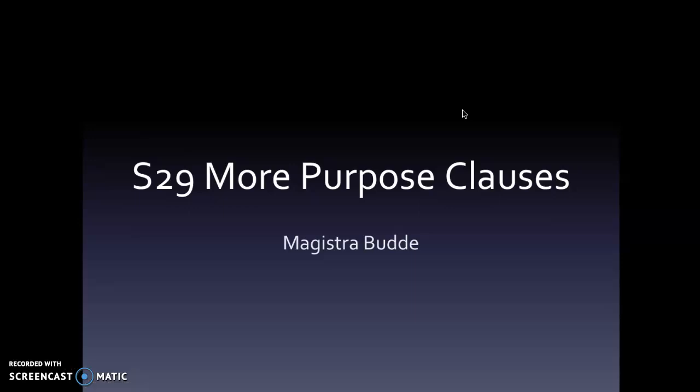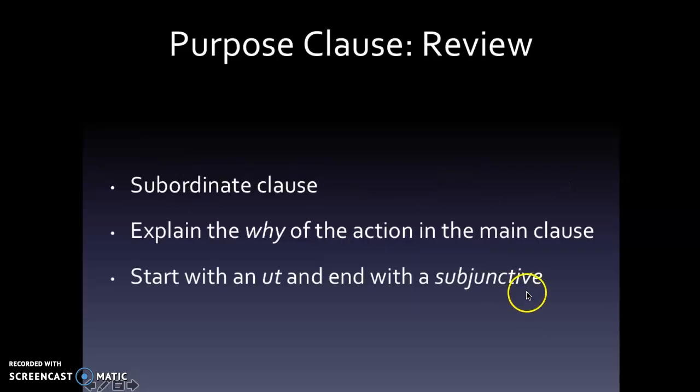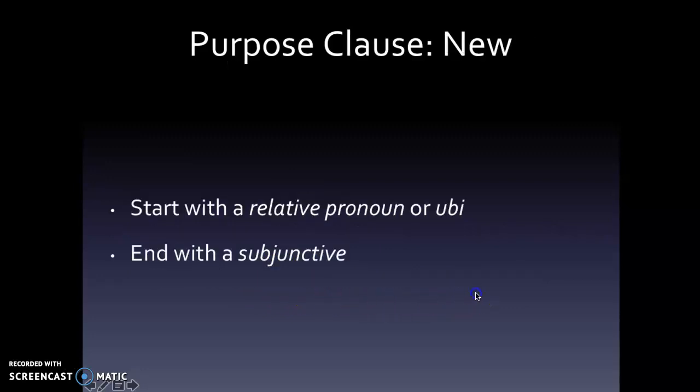Purpose clauses in general are not new, but we're going to look at a slightly different way of doing them. As a review, purpose clauses are subordinate clauses, meaning they cannot stand on their own. They explain the why of the action in the main clause. So far, we've learned them as starting with an ut and ending with a subjunctive. Now, they can also start with a relative pronoun or ubi. They're still going to end with a subjunctive.